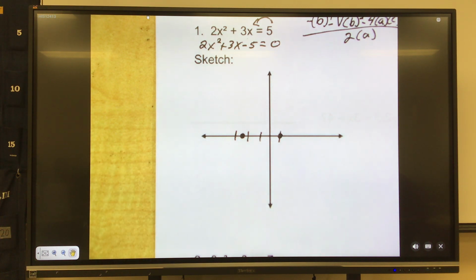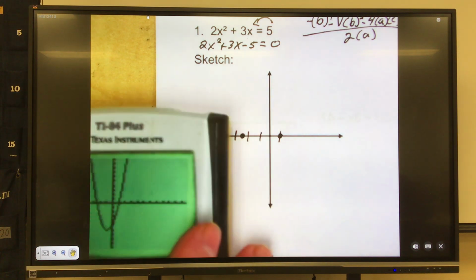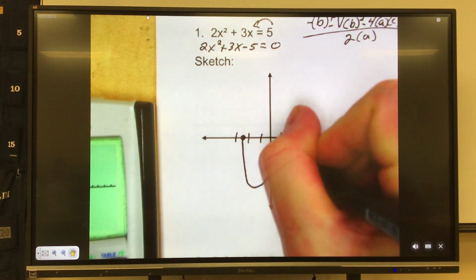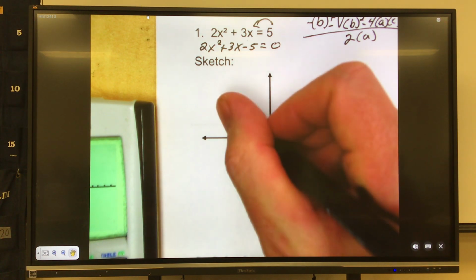If I rough sketch that, it kind of goes like this and goes up and over forever and ever. Okay?